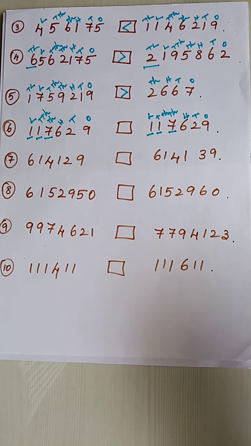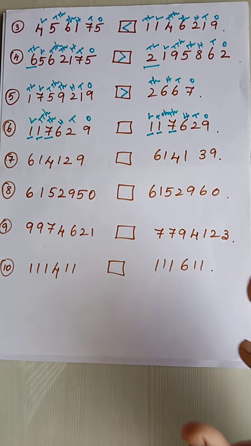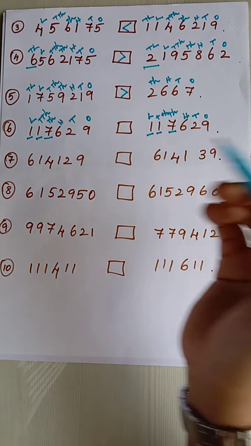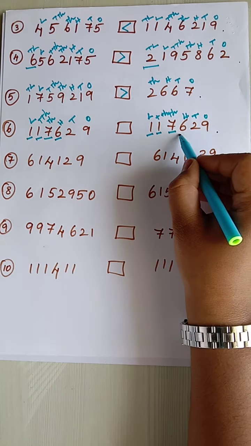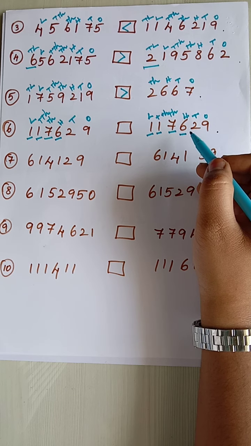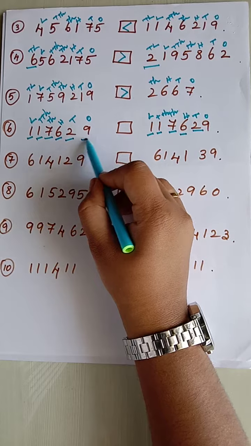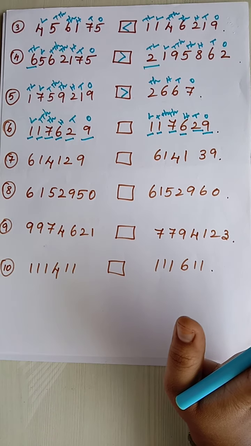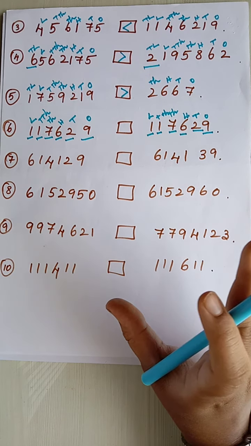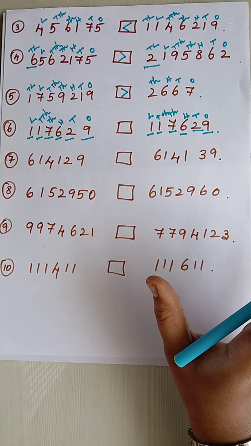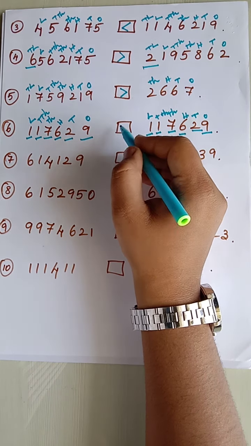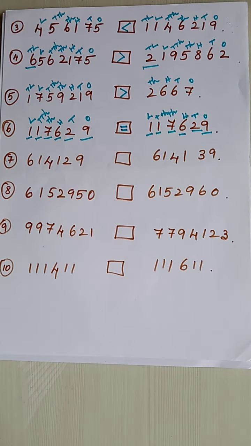If that is also equal, we have to jump to the next digit. Here it is 6, here it is 6. Okay, both the sides are same. Next 2, same. Next 9. Okay, now we can clearly understand that both the numbers they have given are same. So our answer will be equal.